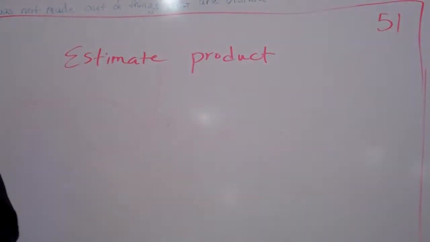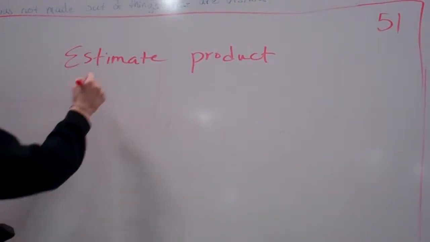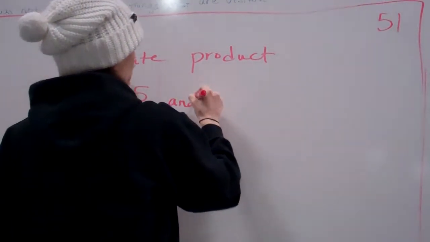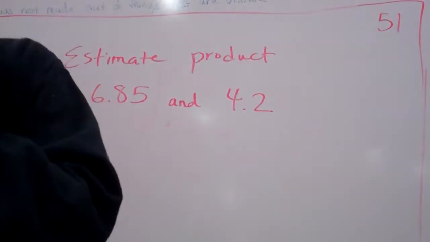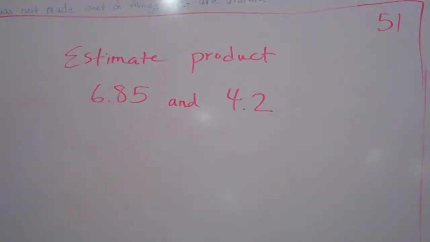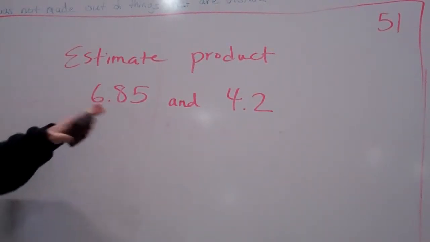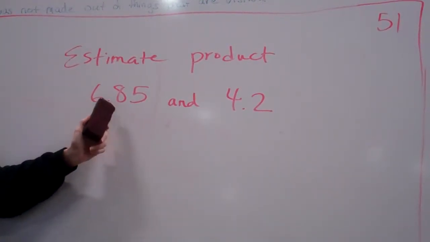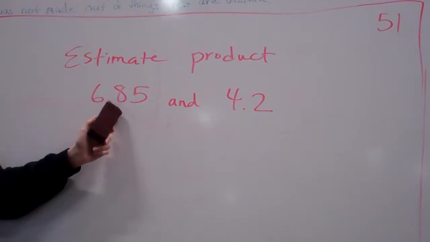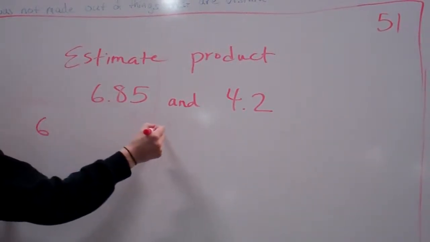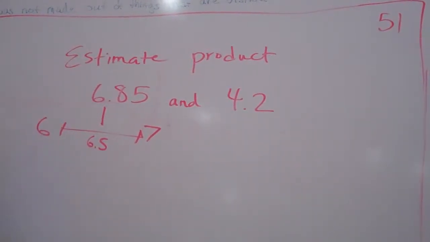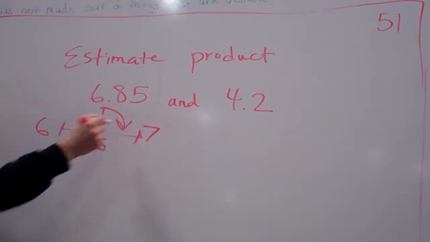Okay. This one told us to estimate the product of 6.85 and 4.2 by rounding the numbers to the nearest whole number before multiplying. So we want these to be whole numbers, not decimal numbers. Okay, what whole number would 6.85 round to? 7. Yes. Okay, we know that this number is in between 6 and 7, right? And 6.5 is halfway. And this one's 6.85, so we know it's closer to 7.